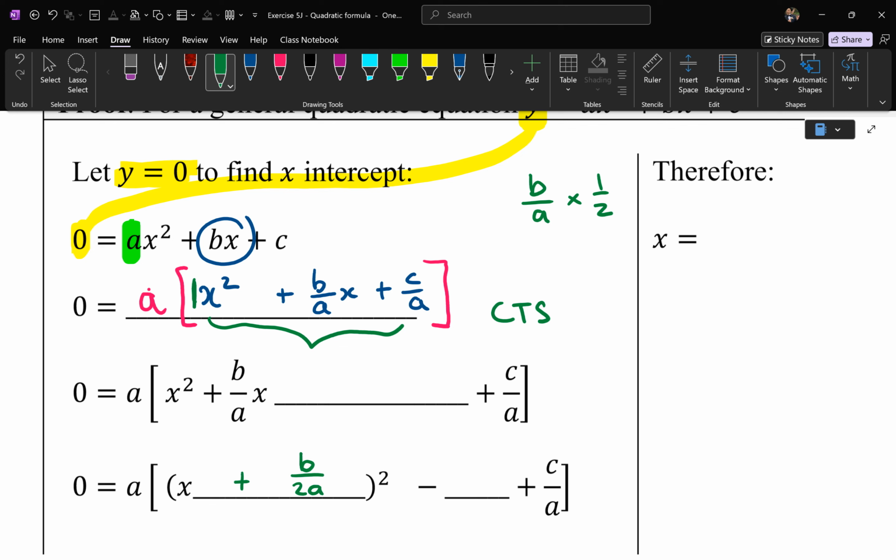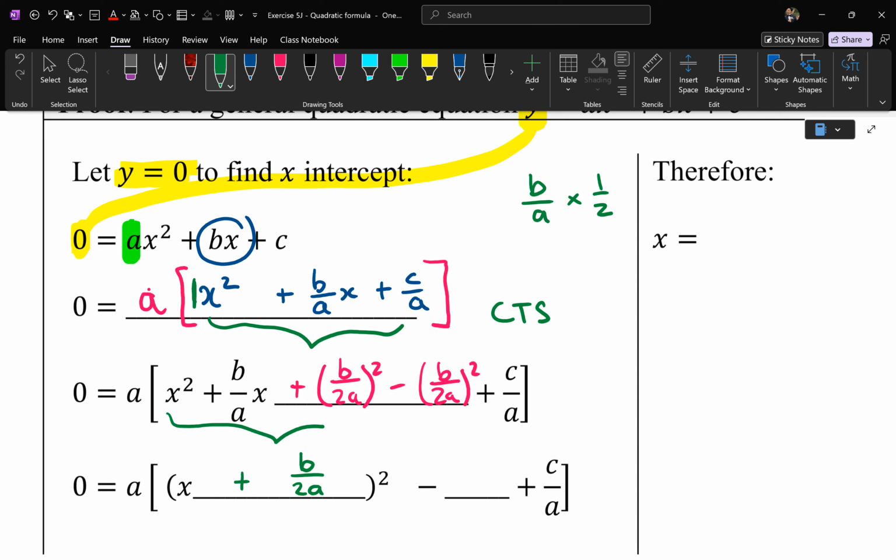Now if that's your bracket number, what's the last number meant to be? Very good. You've got to square this one to get that number that you want. At the moment I've got c over a, which is not what I want. I wish I had b squared over 2a squared. So let's work it out. What's b over 2a squared? When you add it, you've got to subtract it. Here we go. So we're almost there.